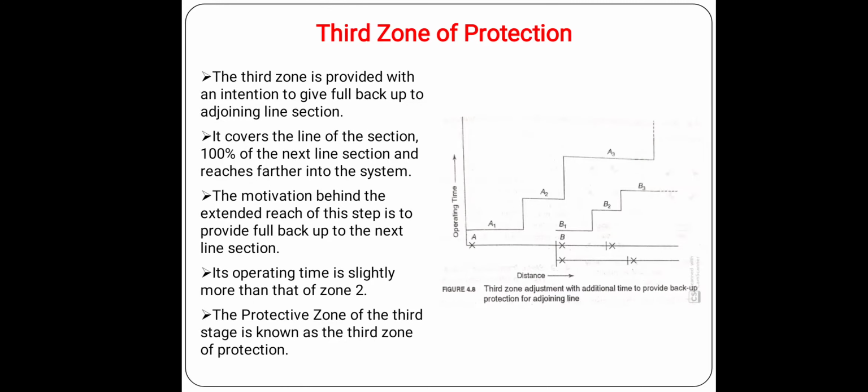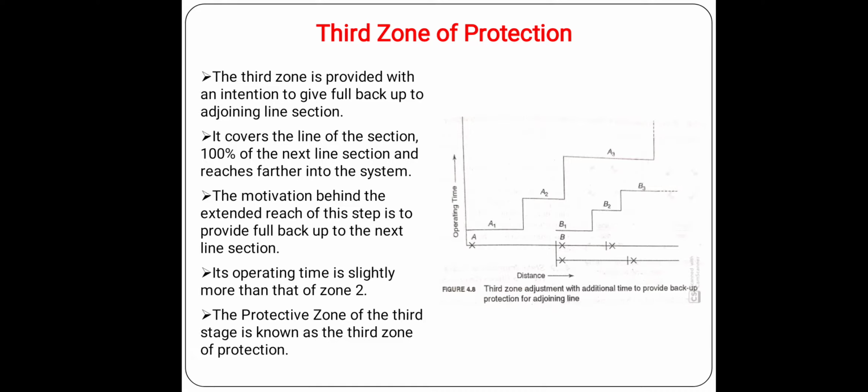The third zone protection is provided for backup protection of the adjoining lines. Its reach should extend beyond the end of the adjoining line under the maximum underreach, which may be caused by arcs, intermediate current source, and errors in current transformer, potential transformer, and measuring units. By these factors, the maximum overreaches occur. The protective zone of the third stage is known as the third zone of protection.